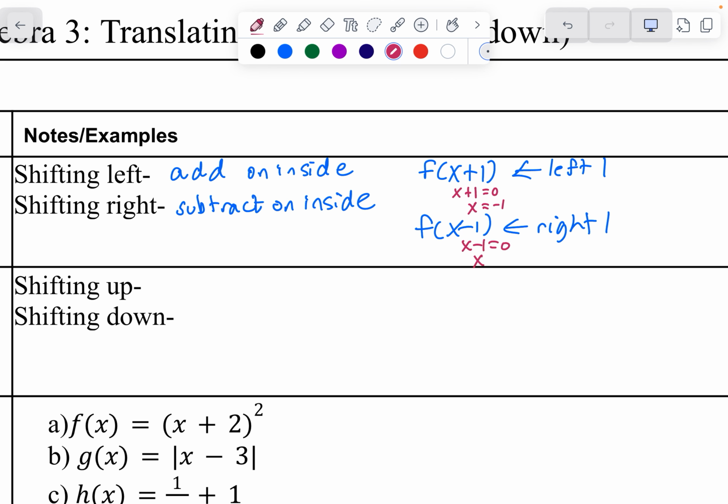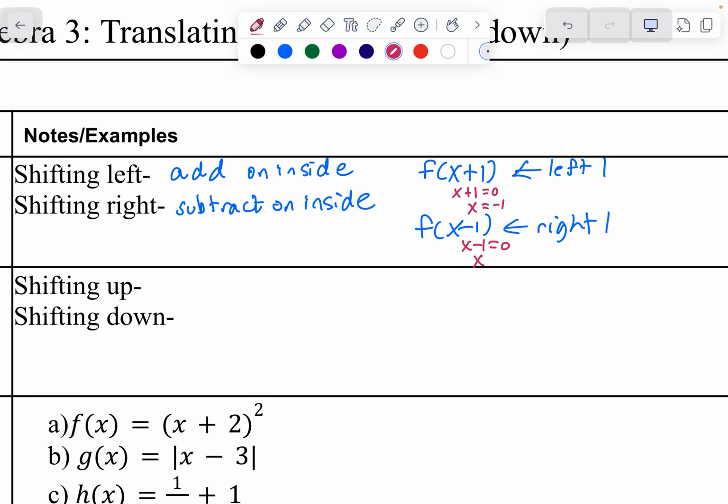Let's do B. What's the parent for B? Absolute value. We know absolute value is a V. It looks like that. All we're going to do is take the 3 important points and jump them each to the right 3 units. And then we make our graph.